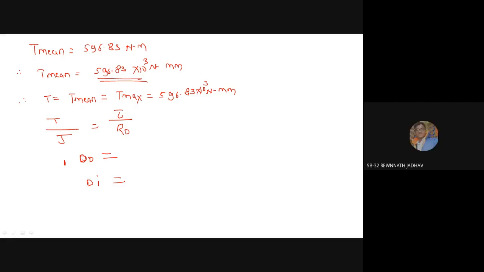What is the shear stress, sir? Shear stress is equal to 85 Newton per mm square.